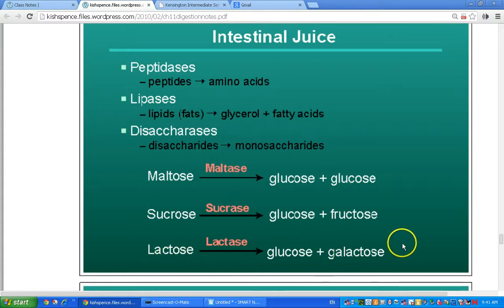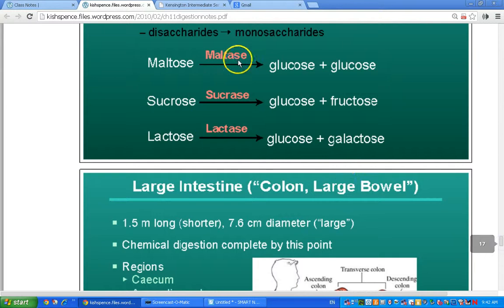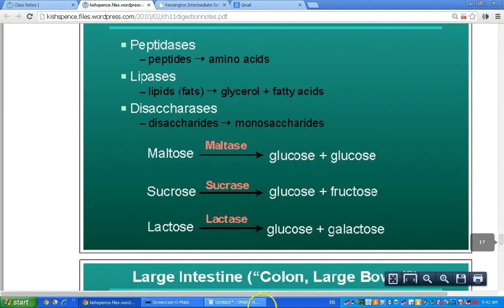I don't expect you to know what the disaccharides are composed of, what monosaccharides make them up. But you should easily be able to tell me what's the name of the disaccharase that acts on maltose or sucrose or lactose. Cool. Okay, I'm going to pause there and we'll do a different one on the large intestine.